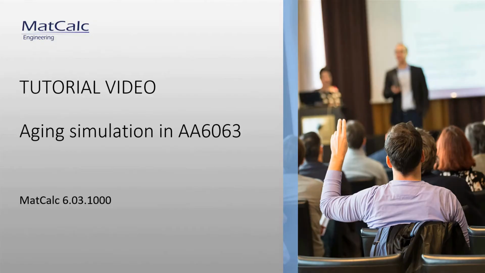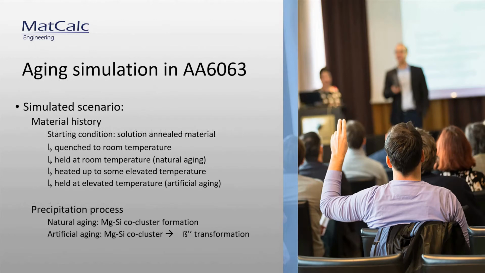In this video, we are going to demonstrate how to simulate in MatCalc the aging process in an aluminum-based alloy of the 6000 family. The aging process is quite complex, and it is not fully understood. So we will actually simulate one of the scenarios considered as taking place in the material. We will simulate first an isothermal holding at room temperature, starting from the solution annealed material, which will be quenched to room temperature.